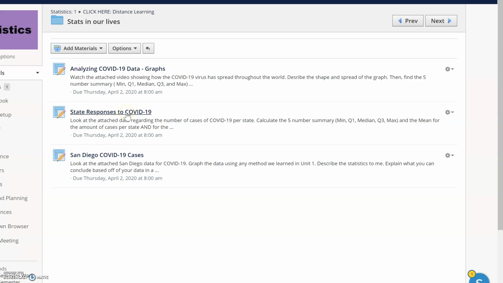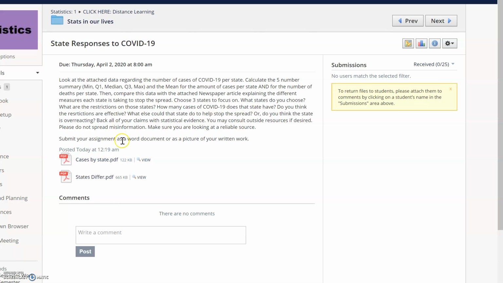Your next assignment, we're going to look at the COVID-19 virus on a state-by-state basis. So there are 2 PDFs here. One PDF is data from all of the states in the United States. It talks about how many total cases they have in their state, how many cases per 100,000 people, because as you know, the populations of the state differ significantly, and then how many deaths that state has had because of the coronavirus. The second PDF here explains some of the different measures states are taking.